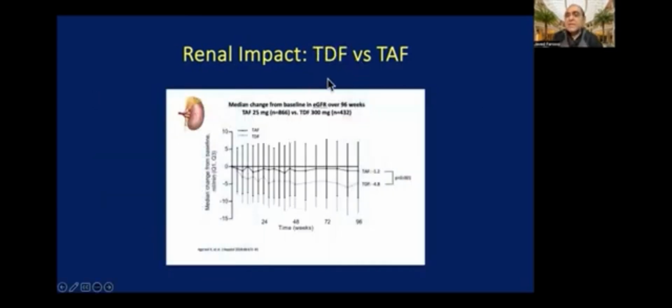And this is the renal impact of the TDF and TAF. This is the median change from baseline. And what you see here is that the TAF remains steady, while with the TDF there are a lot of fluctuations, and the median change from baseline is seen here in these patients.